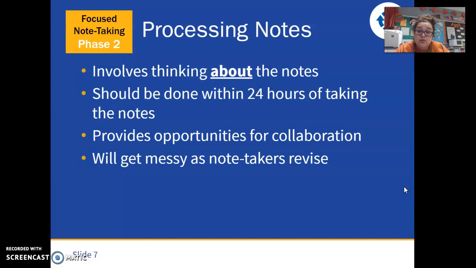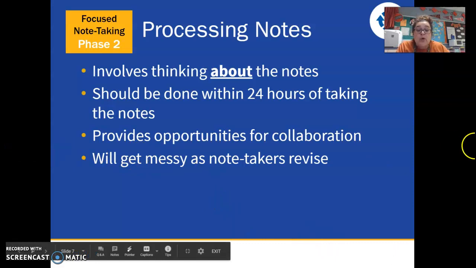Now, for some of you, the processing notes part can get messy because you are going to be asked to revise. And that is going to bother some of you. Some of you are very perfectionists when it comes to your notes, and they need to look a certain way. They need to be a certain color, a certain neatness. And guys, I'm going to tell you, once you figure out the revision process, again, do what works for you. I don't want you to take notes and review your notes and collaborate and then revise, and then you can't use the notes because they're too messy for you. You've got to find what works for you.